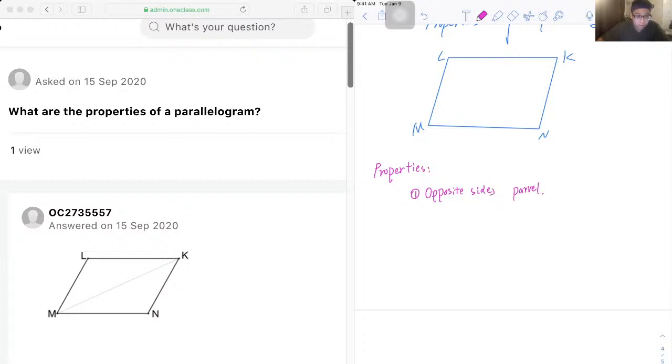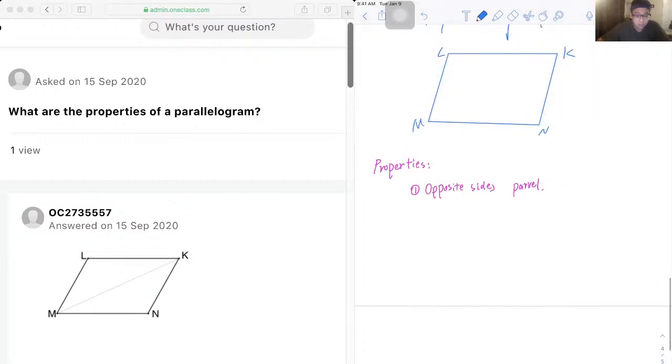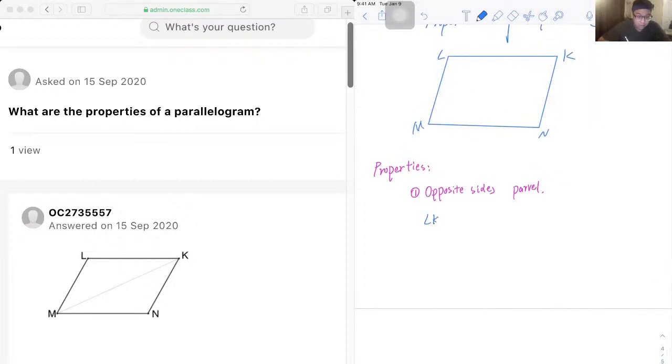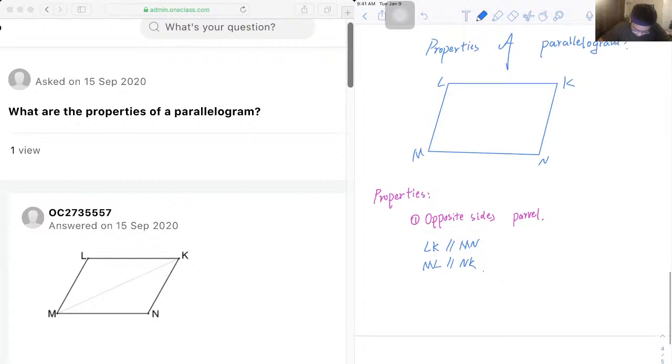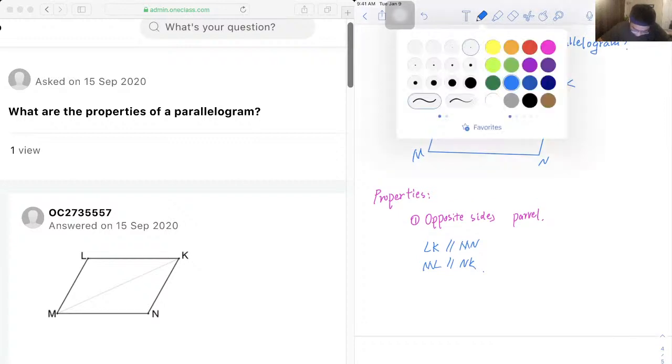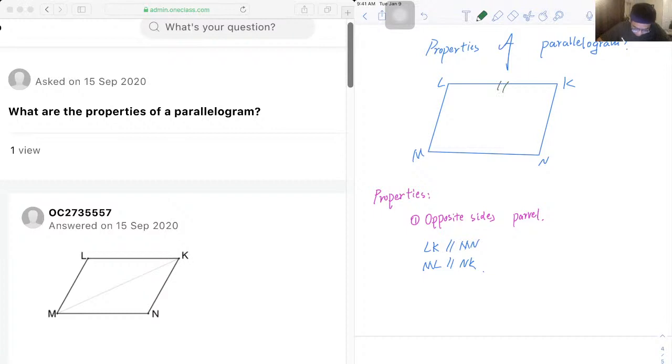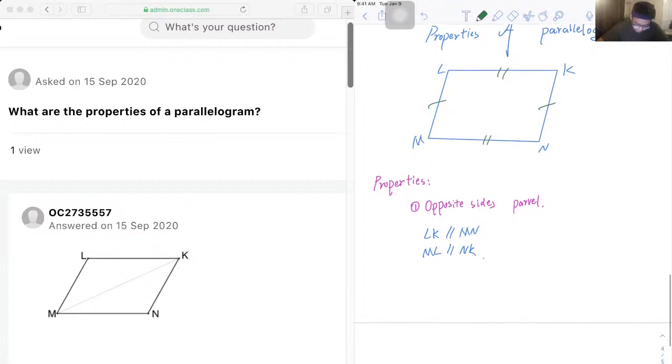From the figure, we can see that the line LK and the line MN are parallel to each other. And same thing, ML is parallel to NK. So if we present that on a graph, it will be LK is parallel to MN, and LM is parallel to KN. Okay, so that would be the first property.